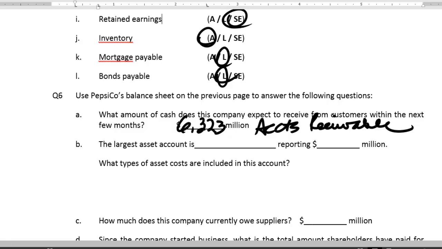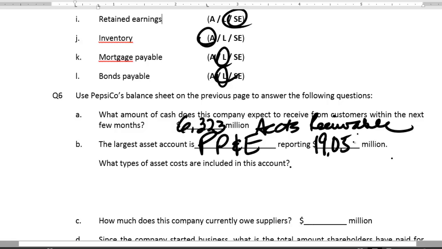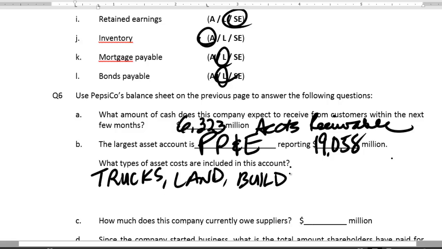The largest asset account is property, plant, and equipment, which reports how much? $19.058 billion. What types of asset costs are included in this account? Trucks. Land. Buildings. Machines. It's all stuff that has a long life, all right? As opposed to inventory, which has a very short life.